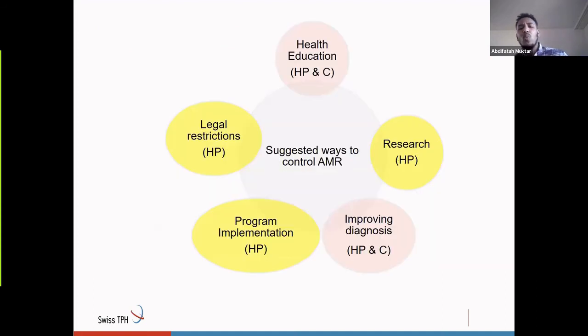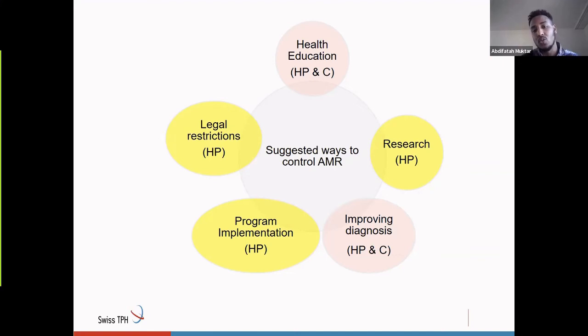So there are suggested ways. Health education and improving the diagnosis in hospitals or health facilities, both the community and the health professionals agreed with this. The other point that the health professionals mentioned was legal restriction on antibiotics, because they are easily accessible and can be bought everywhere. And finally, program implementation, like a stewardship program.